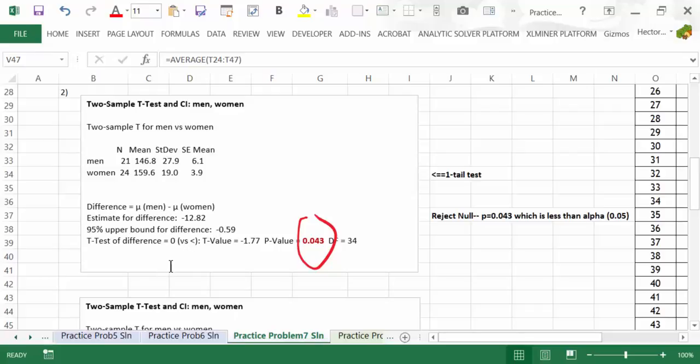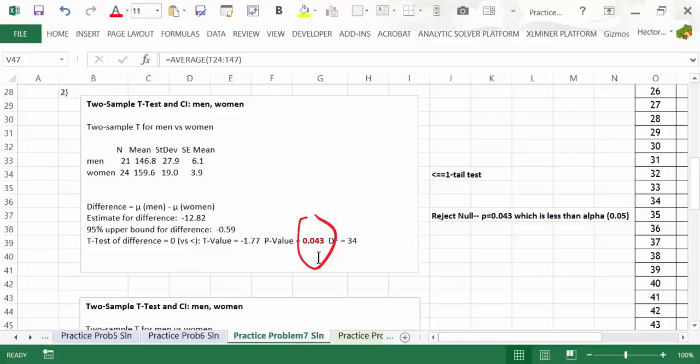This is a one-sided test. We calculate a p-value immediately, and we can see compared to 0.05, which is our alpha, this is smaller than our alpha. So a smaller p-value than an alpha suggests that we can reject the null hypothesis in favor of the alternative.